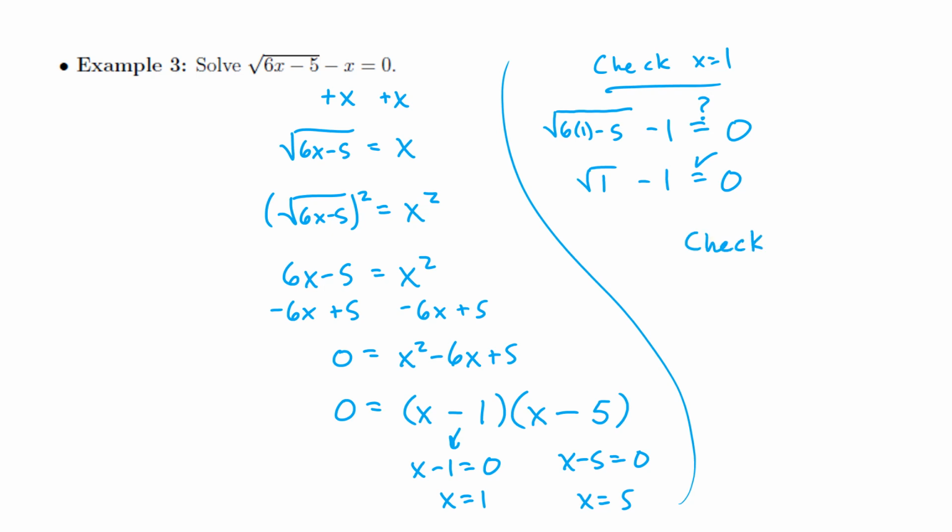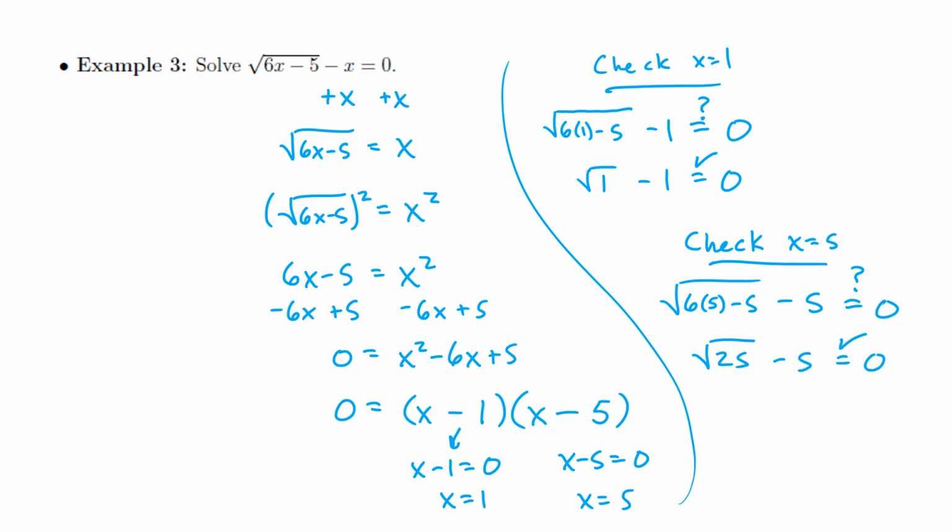Let's also check x equals 5. So if I have the square root of 6 times 5 minus 5 out here, does that equal 0? Well, 30 minus 5 is 25. So yes, that checks out as well. All right, so I'm comfortable now saying that both of these are solutions to that original equation.